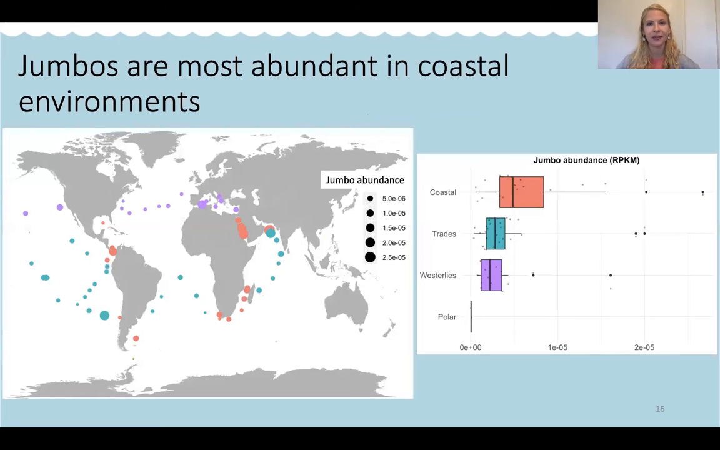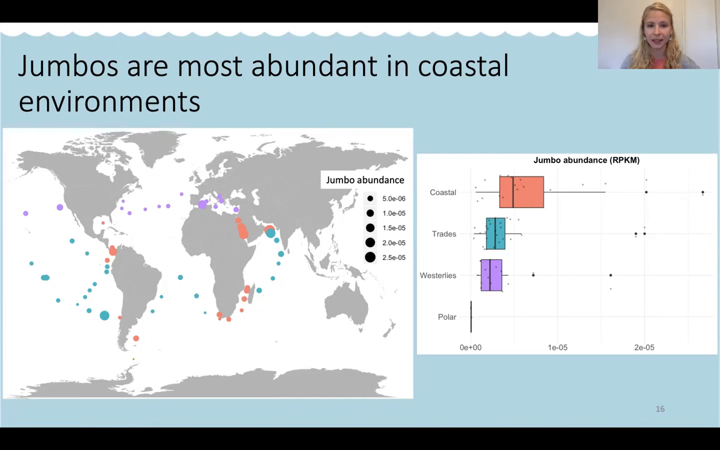So to start, we found that jumbos are most abundant in coastal environments. So here's a map of all the samples we looked at. The size of the dot is its relative abundance. So the bigger the dot, the more abundant the jumbos are in that sample. And the dots are colored by their biome, which the 4 biomes are listed over here in the box plot. And this is a box plot of the abundance of jumbos in each sample separated by their biome or environment. And as you can see, the jumbos were most abundant in coastal samples.